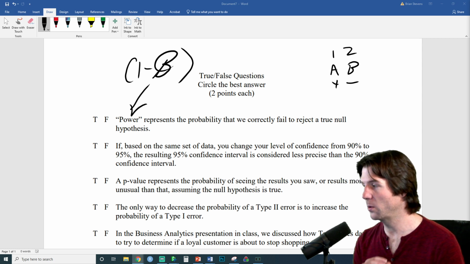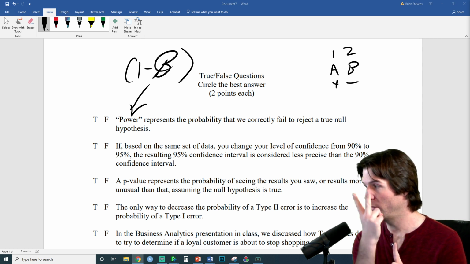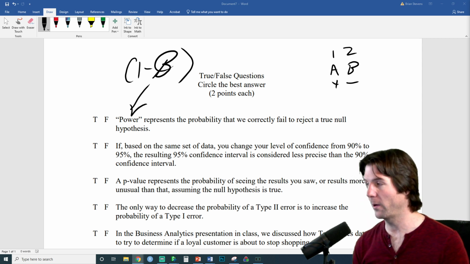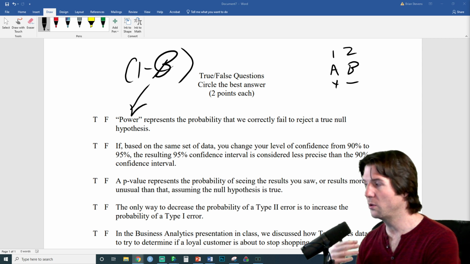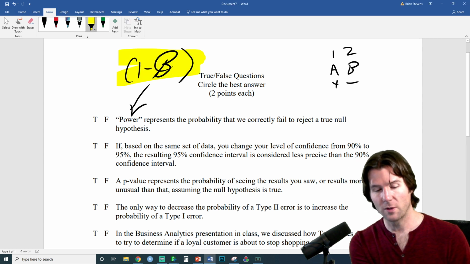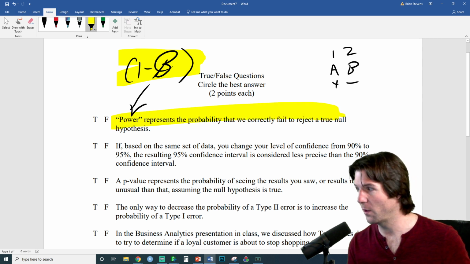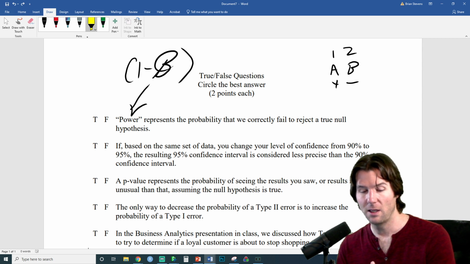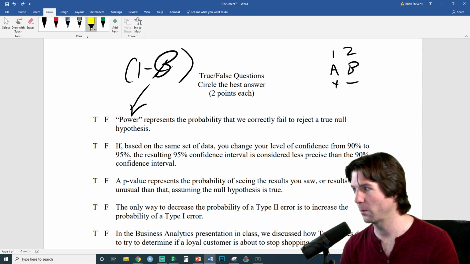Because if you make a type 2 error, you fail to reject the false null. A type 2 error means there were results, but you didn't find them. So a powerful test does not make a type 2 error. This one is false, but it would be a test making the right decision, because if we fail to reject a true null, that's what we should do. If the null is true, you should fail to reject it.